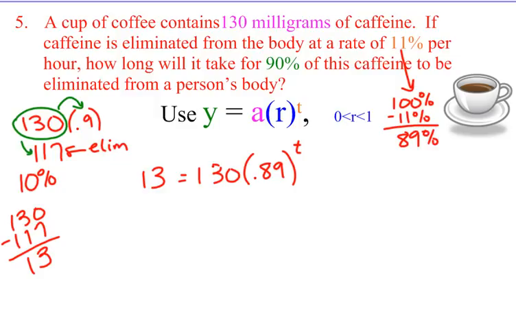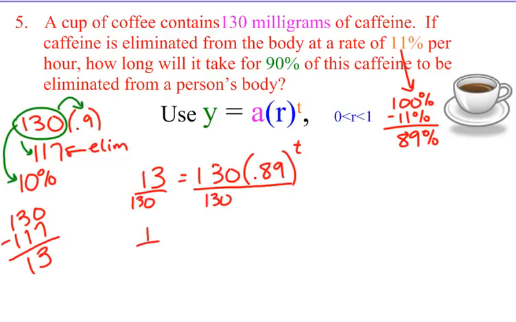If you were thinking, you also could say, well, that means I just have 10% left. And you could have just taken the 130 times 10% right away and still gotten 13. Either way, that would work. So now that I see that this is my equation, I realize that I have a variable in my exponent, so I'm going to have to solve for t. My first step would be to divide by 130.